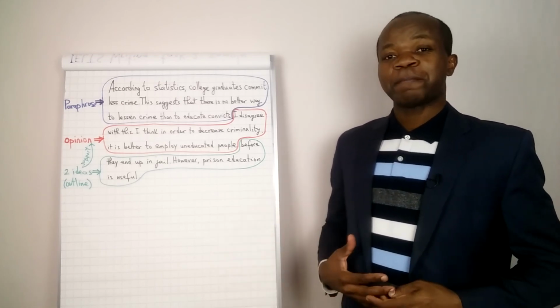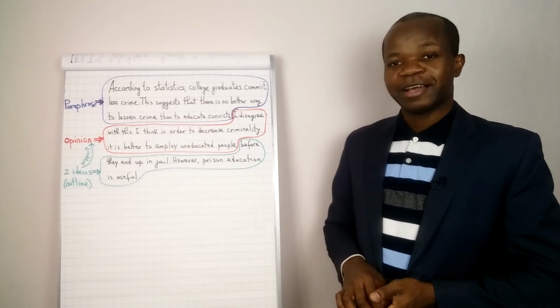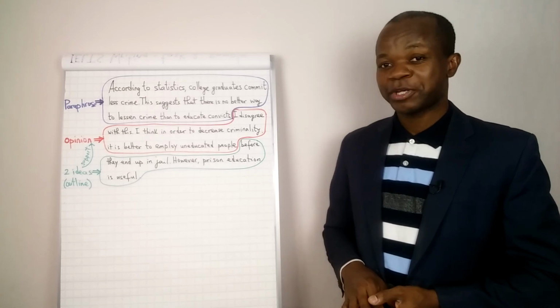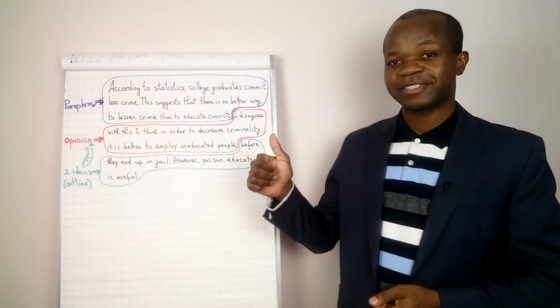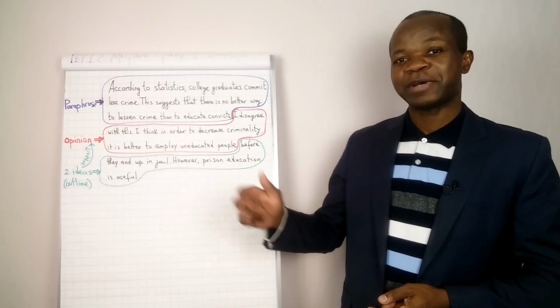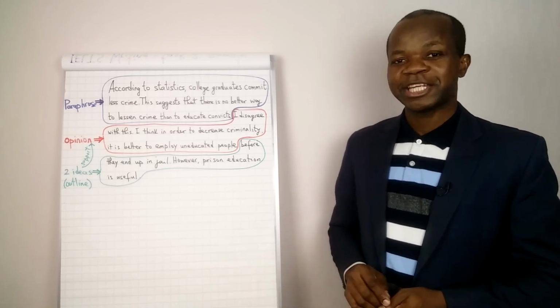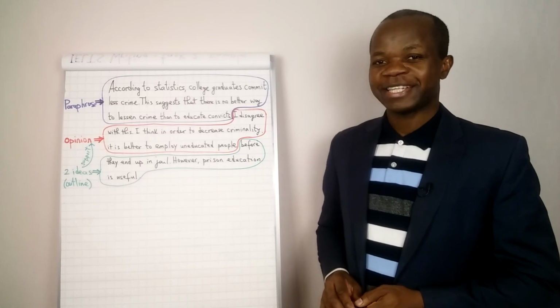In this video, we learned how to write the introduction of an IELTS Task 2 essay. Remember, you do three things in the introduction. You paraphrase the task, you give your opinion, and you give two ideas to support that opinion. Keep it simple, and you will do just fine in your IELTS Writing Task 2.